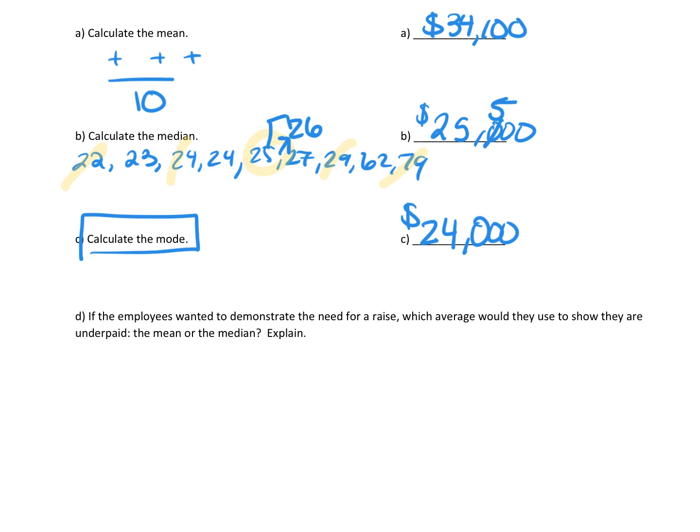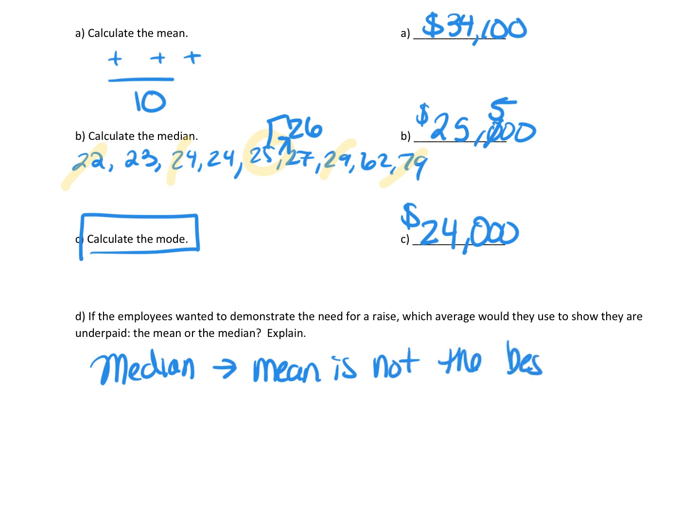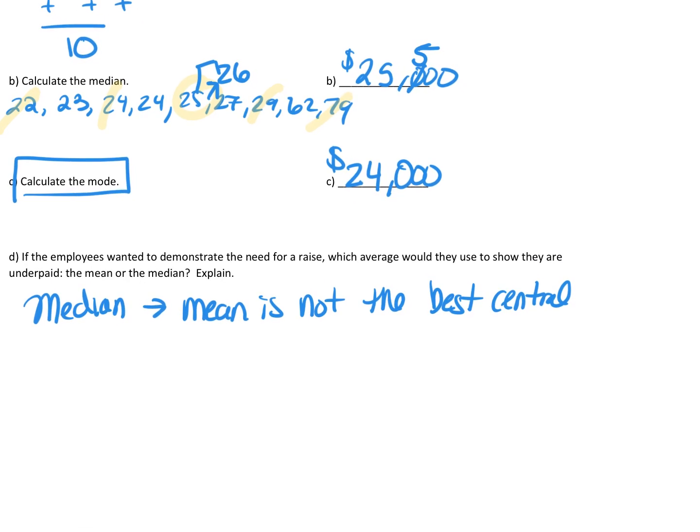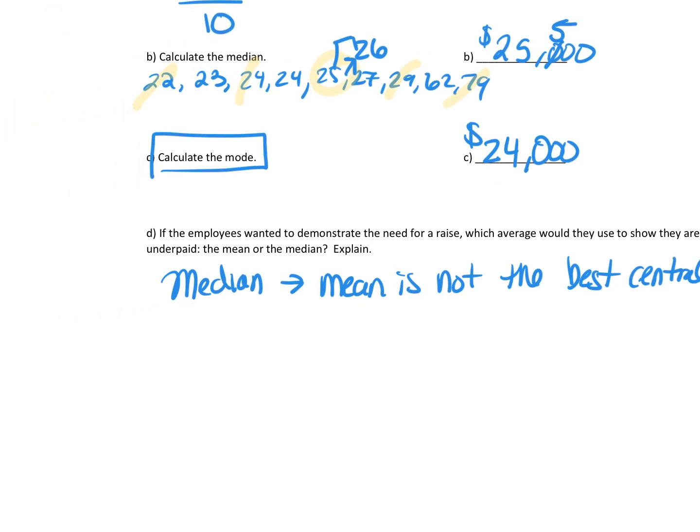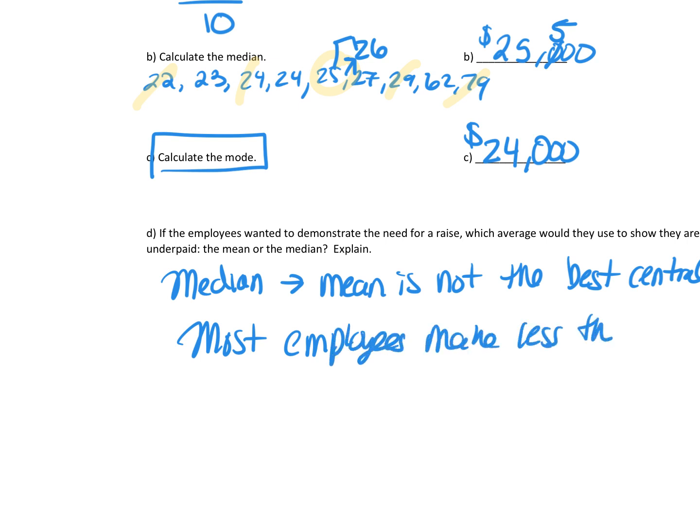If the employee wanted to demonstrate they need a raise, which average should they use? They should use the median because the mean is brought up. It's not the best central tendency because most employees make less than 30,000.